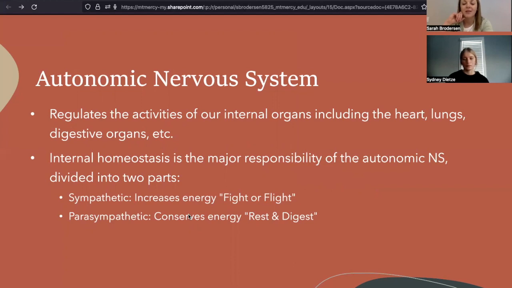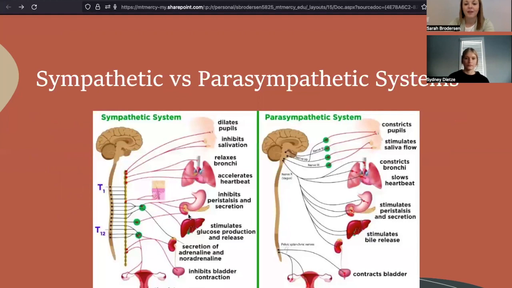So your sympathetic is going to be your fight or flight response, and your parasympathetic is going to be in charge of your rest and digest. So this is an example of that. So you have your sympathetic system over here and what that's in charge of, as well as your parasympathetic on the right side.